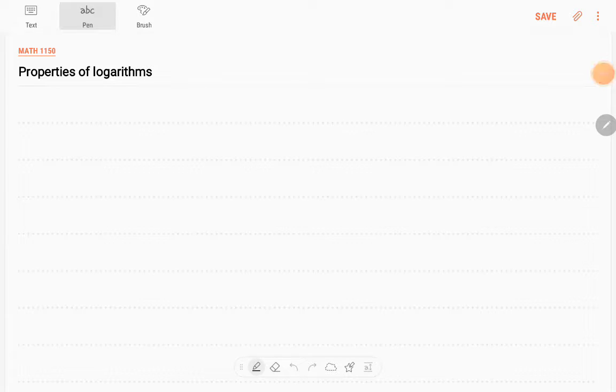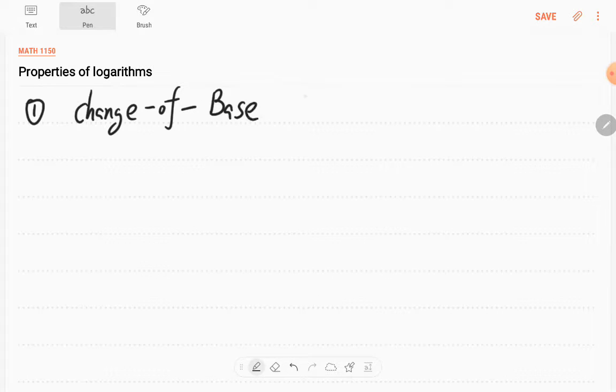Now let's talk about the properties for the logarithmic functions. So the first one is called the change of base formula. That means we want to change the base of the logarithmic function.